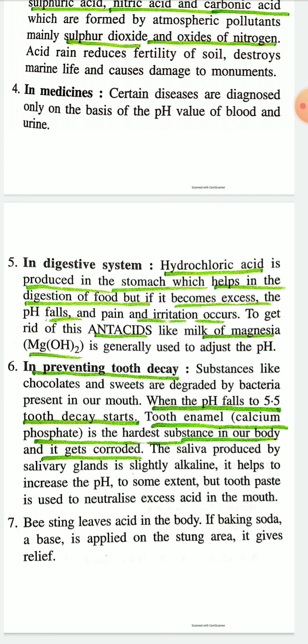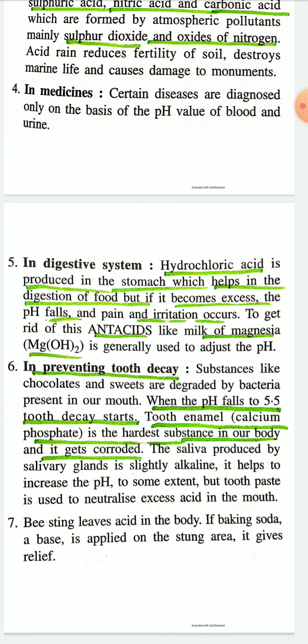And we know that our body system works in a slightly basic medium. But when excess hydrochloric acid is produced in our stomach, the pH falls. That's why we feel pain, irritation. And to solve this type of problem, you have to take an antacid, because excess acid is produced in our body system. To neutralize this excess acid, you have to take an antacid like milk of magnesia.